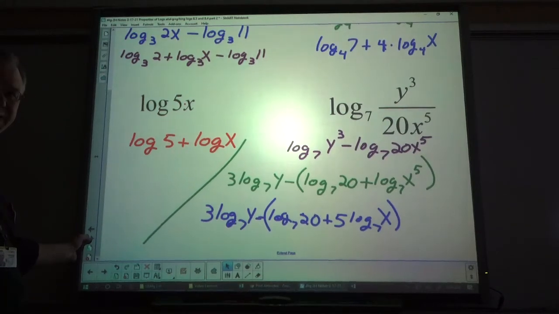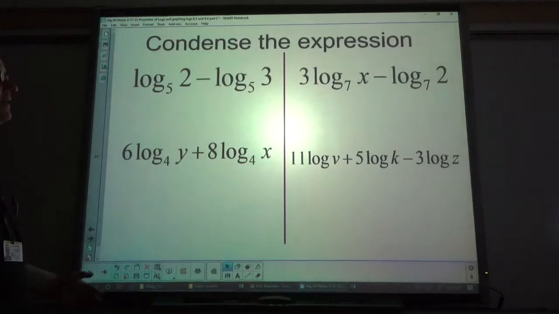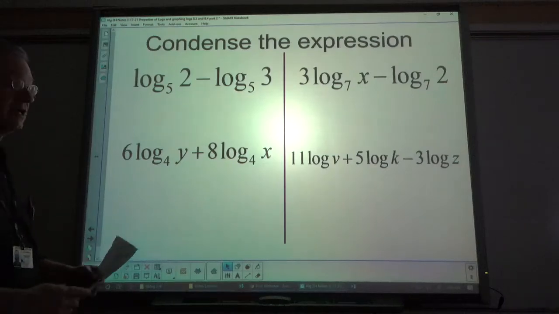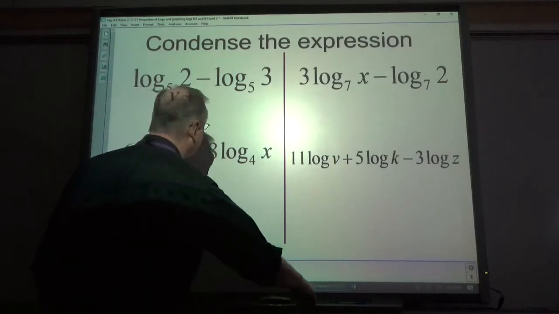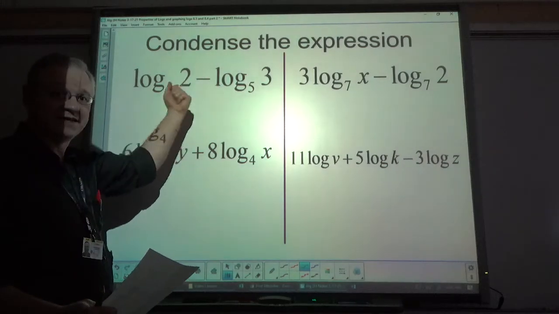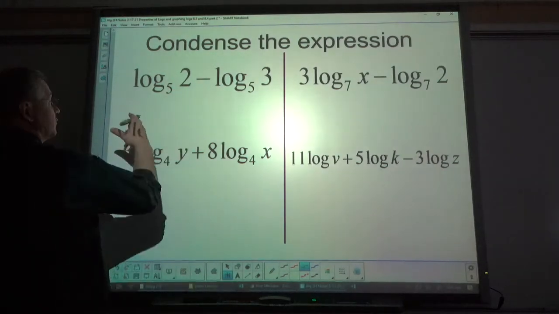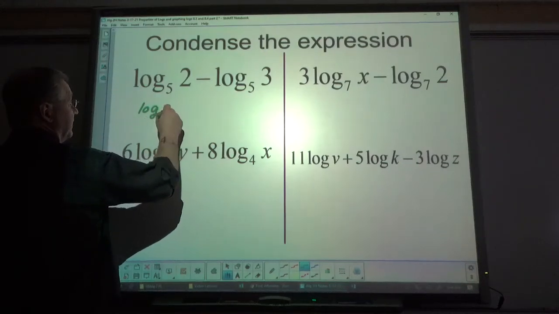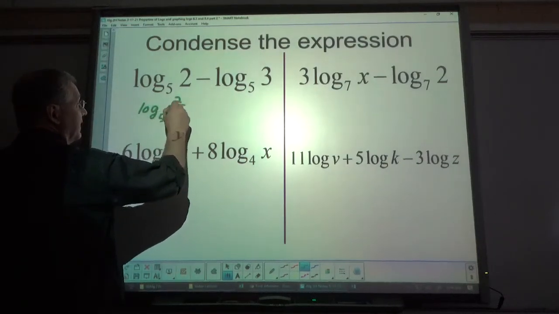So this was expanding logs. Now we're going to talk condensing logs. It's the reverse of expanding. I have subtraction. When I put them together, it's division. So this is log base 5 of 2 divided by 3.